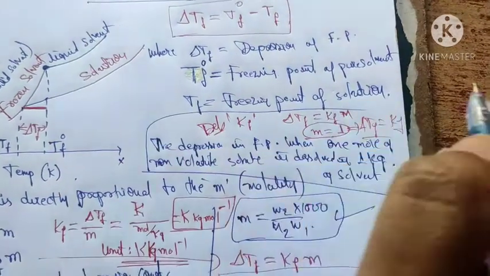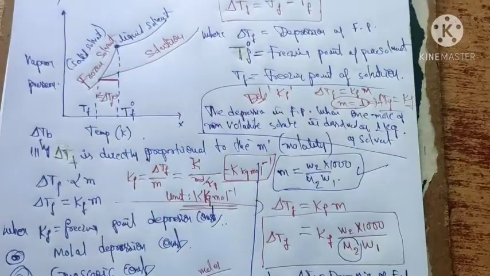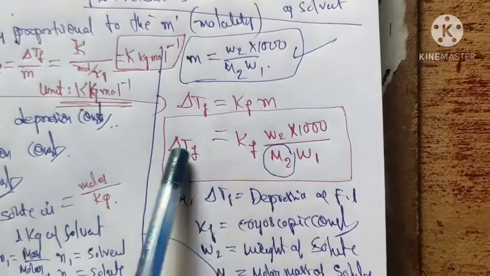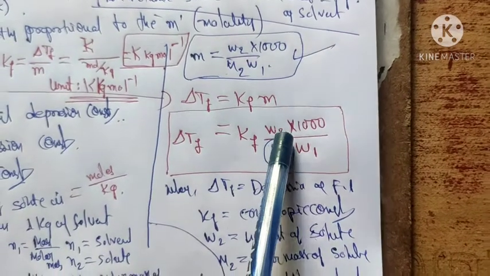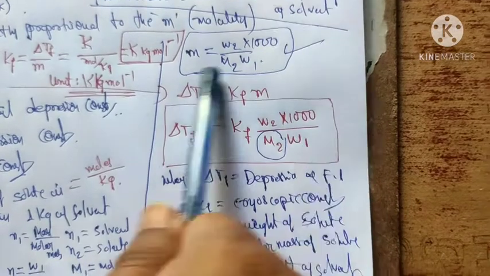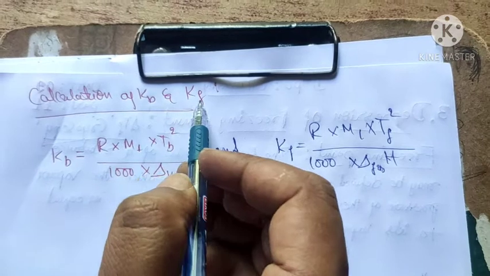This is called the cryoscopic constant. Clear? Okay, so the unit is also the same. This is the expression: delta TF is equal to KF W2 into 1000 divided by M2 W1. Don't forget this equation. Friends, next is the calculation of KB and KF.